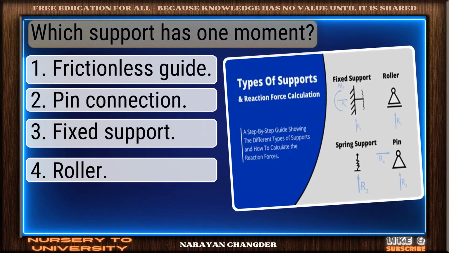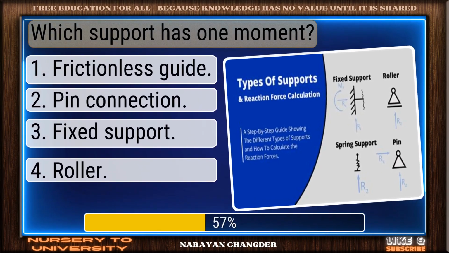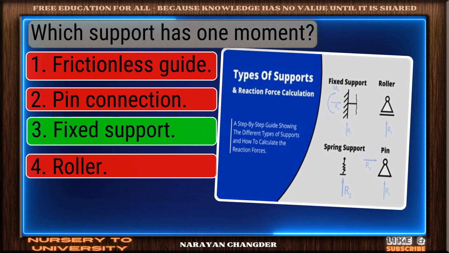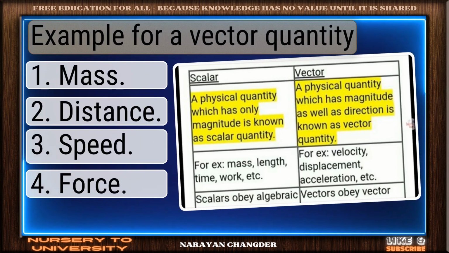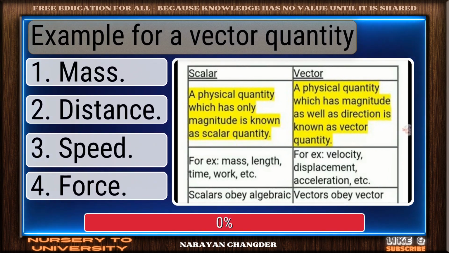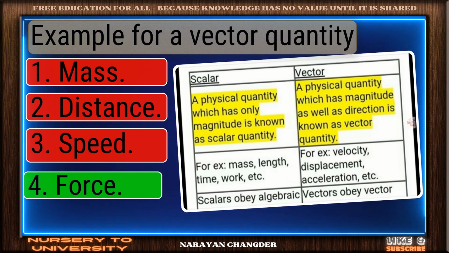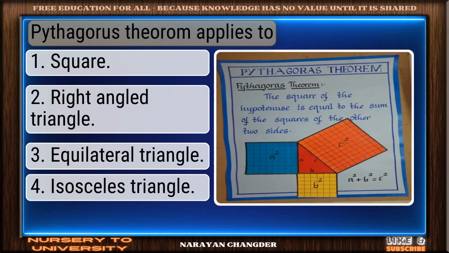Which support has one moment? Exactly. Fixed support makes sense and it is the right choice. Example for a vector quantity. Nice work. You chose force and it is correct.